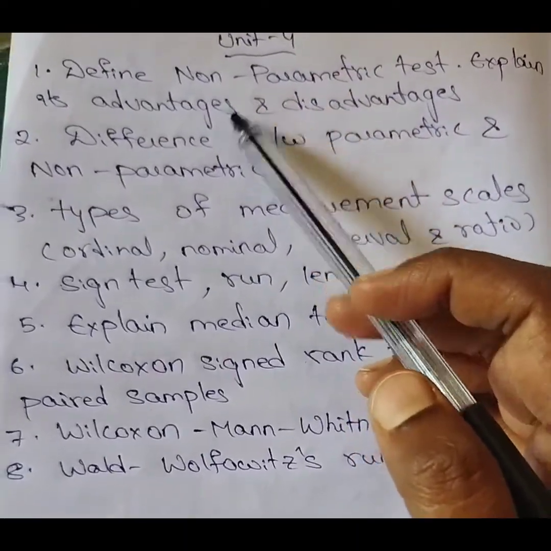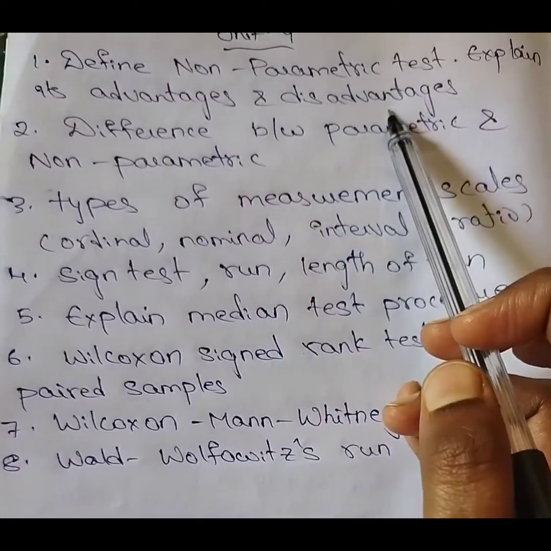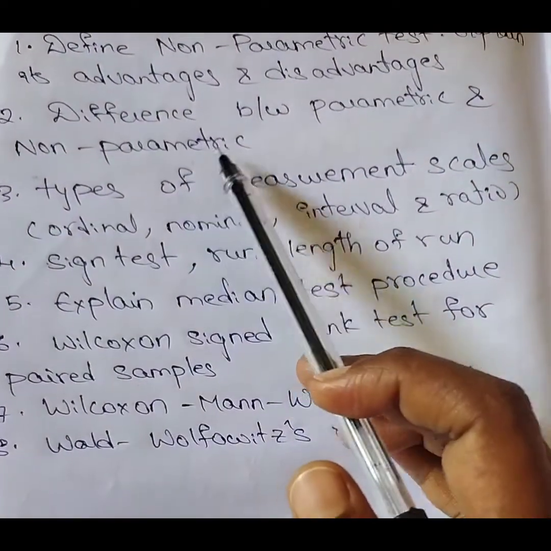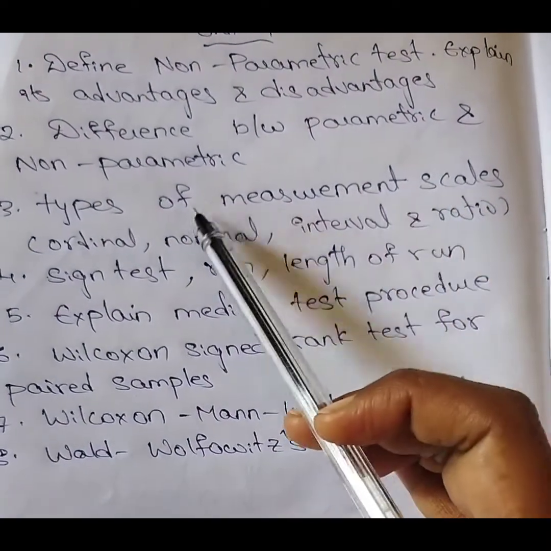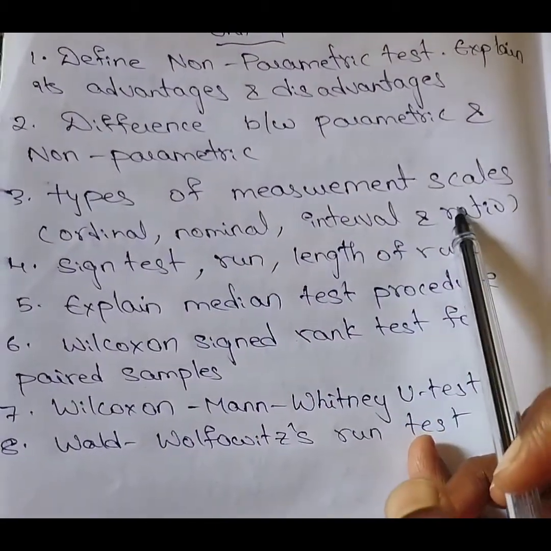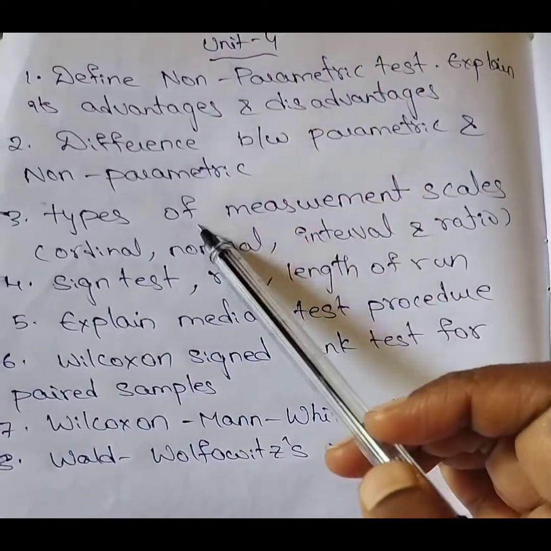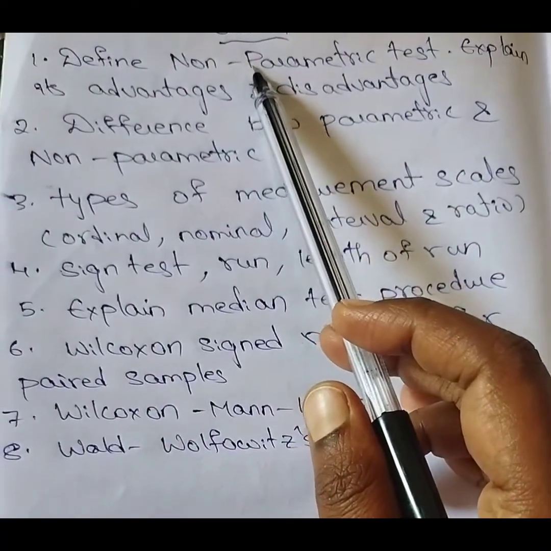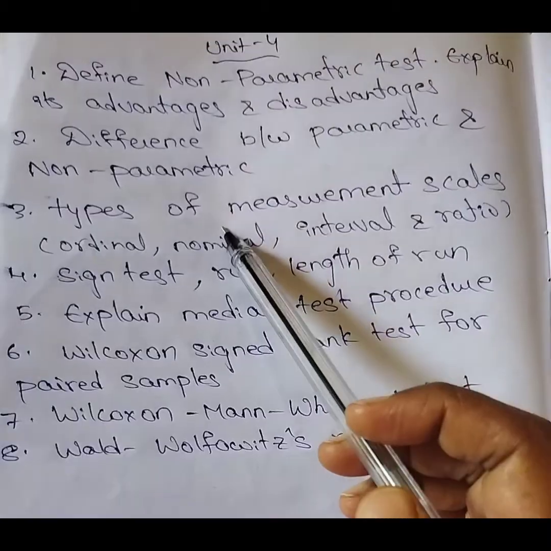Unit 4, we are having 8 questions. First one, define non-parametric test, explain its advantages and disadvantages. Second one, differences between parametric and non-parametric test. Third one, types of measurement scales. So you are having the 4 types of measurement scale: nominal, ordinal, interval and ratio. They may ask you these 3 questions for long answers or short answers. Most probably the first question will be asked for short answer only. Second and third, they may ask you for short or long.